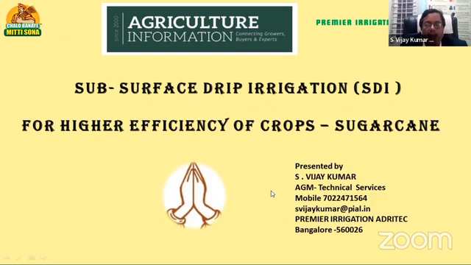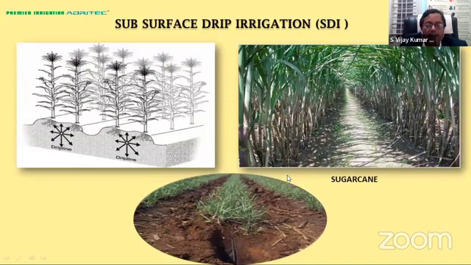Agricultureinformation.com has given me so many opportunities, and today's topic for the farmers is subsurface drip irrigation for high efficiency of crops, and in particular, we are going to talk about sugarcane. So all of you should understand what is subsurface drip irrigation. The photographs and the sketch are self-explanatory.